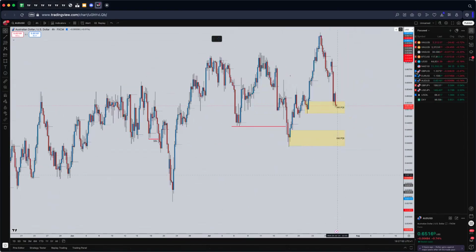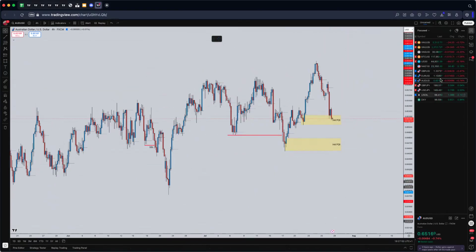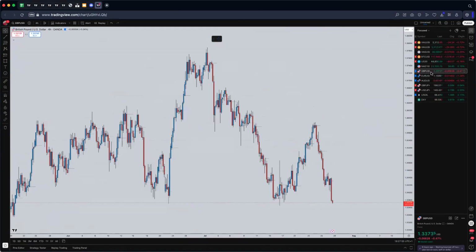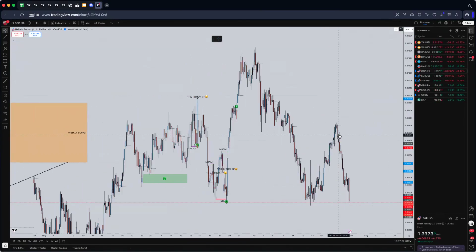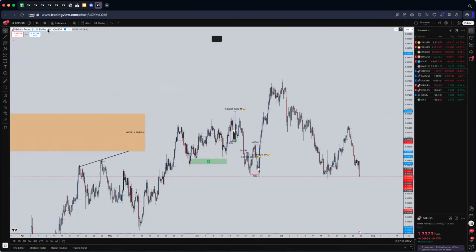So we're seeing that same price action happen time and time again. For GBP USD, again, a very interesting one as well. Let me just go into the daily.